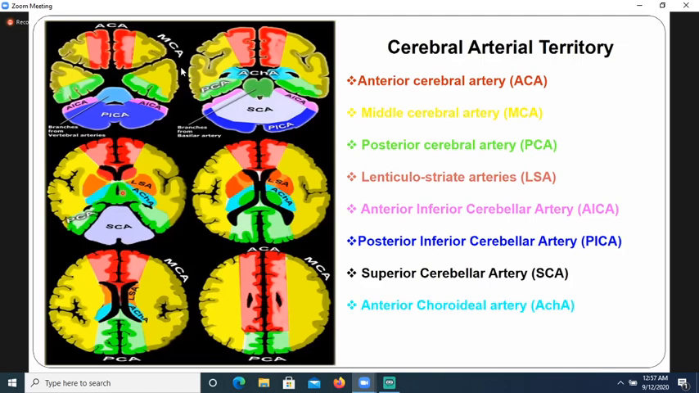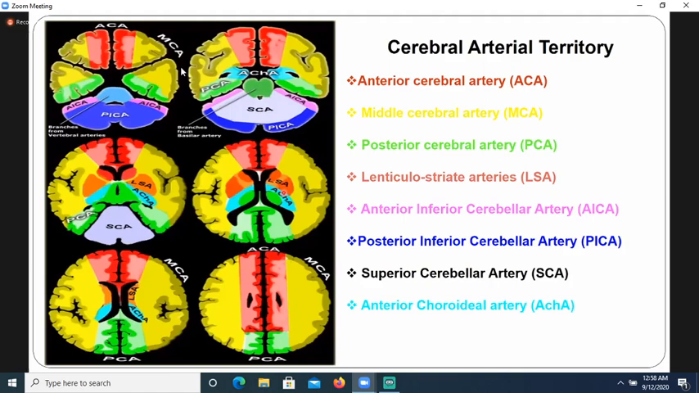So these are the branches which arise from the various portions of the posterior circulation, like the posterior inferior cerebral artery, anterior inferior cerebral artery, and the choroidal artery arises directly from the internal carotid artery, and the lenticulostriate arteries arise from the middle cerebral artery. These arteries basically supply the basal ganglia and come from different sources, and their pathology depends on their different mechanisms. This is the vascular supply of the basal ganglia.